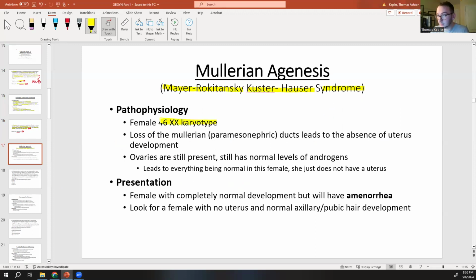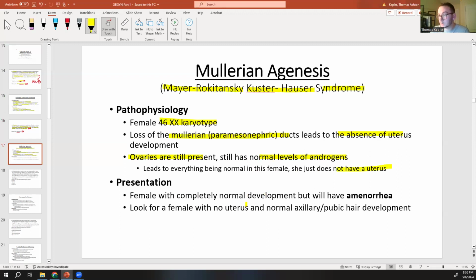These are female karyotypes. They have loss of the Mullerian or the paramesonephric ducts, and that leads to an absence of a uterus. Ovaries are still going to be present, and they'll have normal levels of androgens. So the normal level of androgens is the reason why they still have axillary and pubic hair. So everything's going to be normal. They just don't have a uterus. Okay?